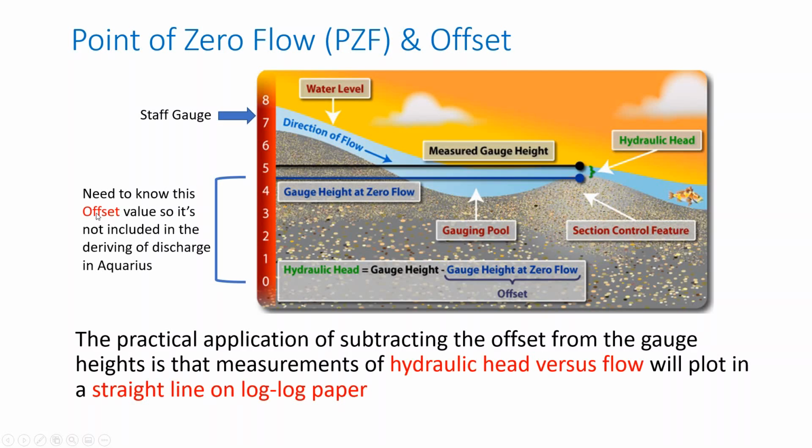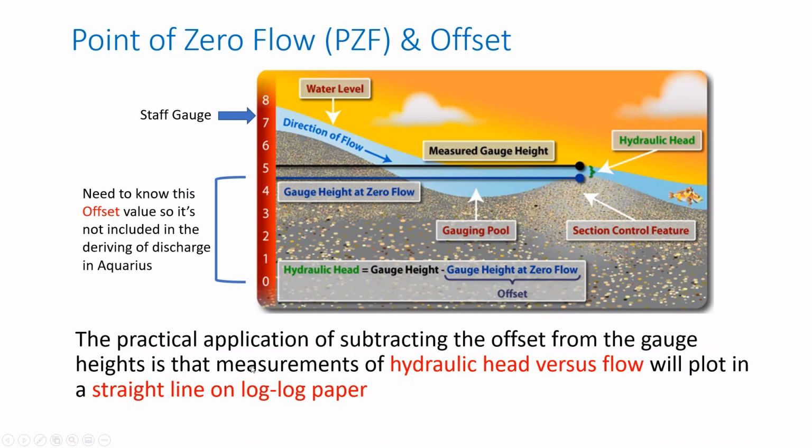We need to know this offset value so it's not included in the deriving of discharge in Aquarius. You'll see how that works when we get to the rating curve later. So this is important at our sites if we can establish this point of zero flow. And you can do that at any stage by walking down, if you can wade it, or using the boat with an ADCP maybe. You might normally gauge it here, but you could drift down and do a cross section just to see where the lowest point is and where the river will stop. So we're at the point of zero flow.